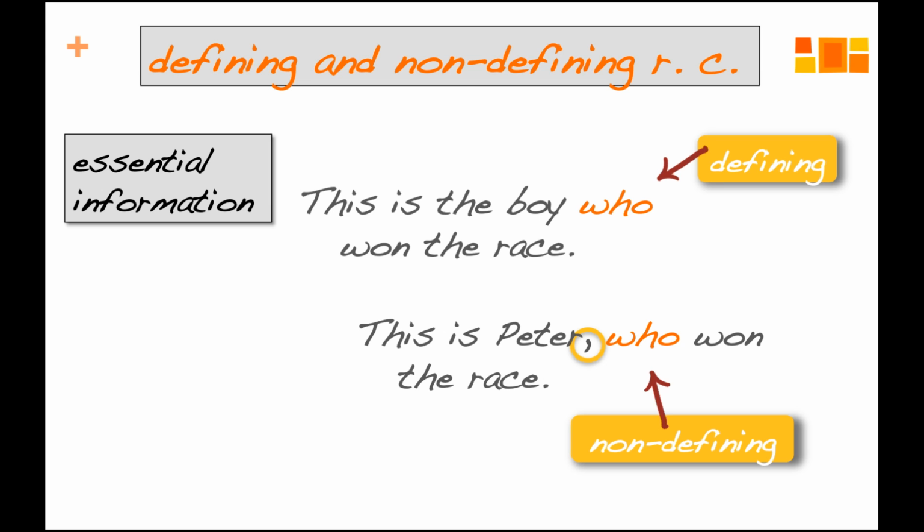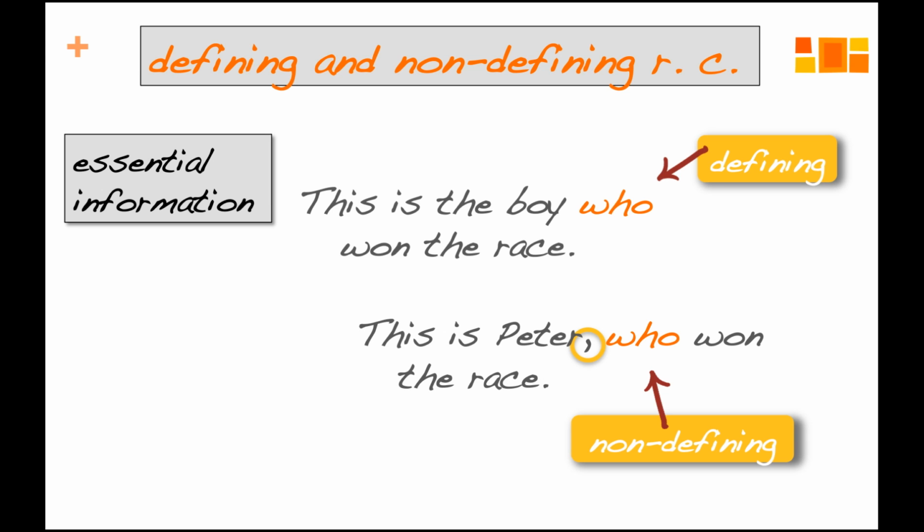Leave it out, then you have this is the boy. This is the boy is a grammatically correct sentence, but meaning there is none, so we need the defining relative clause in order to be absolutely sure which boy it is we're talking about.